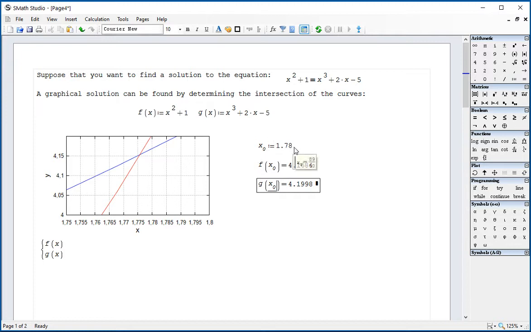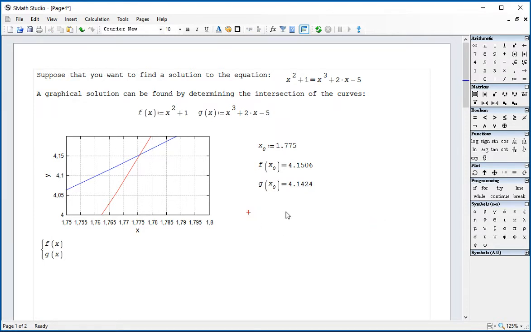So if I try 1.79, I'm getting too far away, so let's try 1.775, which gives 0.450. So we're getting closer. So this could be a good estimate. Again, we're doing a graphical solution. There is no need for that.